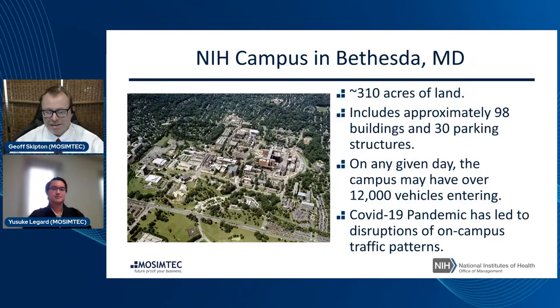So there it is. It's the overhead view of NIH in Bethesda, Maryland. As you can see, it's just gigantic. The campus is a little over 300 acres. You can see some of the statistics there: 98 buildings, 30 parking structures. And on this particular project that we're about to show you, and Yusuke's going to do the deep dive starting on the next slide, 2 of the parking structures they're looking to change into multi-level parking garages, and that gave an interesting challenge modeling that in AnyLogic. There are several options that we could have chosen, but we chose one, and Yusuke is going to go through that in a minute.